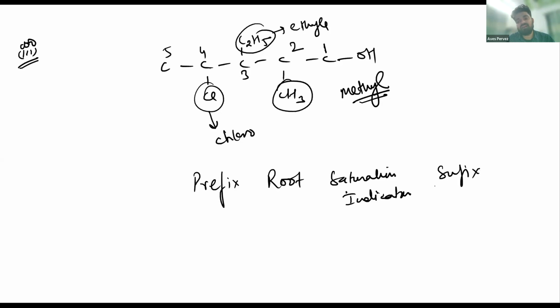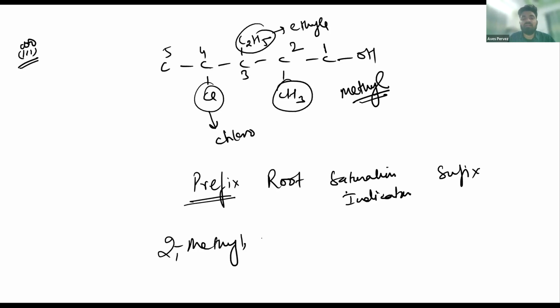Suffix is at the last. Okay, so when we are just writing the prefix, you need to keep in mind that if there is more than one prefix present, then their names should be written in alphabetical order. Like you cannot write 2-methyl first.